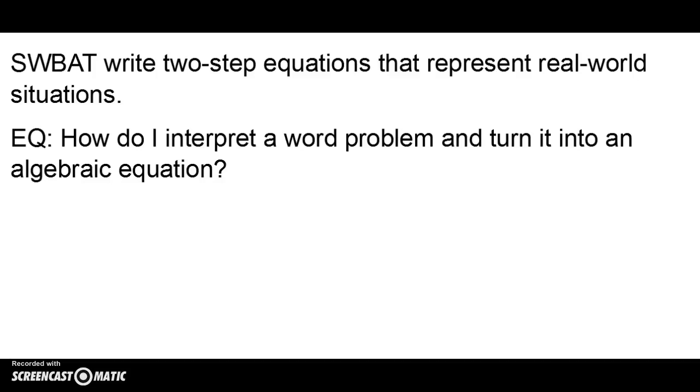Hello, this is the lesson from page 177 about writing two-step equations. So the objective is you'll be able to write two-step equations that represent real-world situations. And the essential question is, how do I interpret a word problem and turn it into an algebraic equation? And so today you're going to be given the words, and you want to turn it into the algebraic equation.